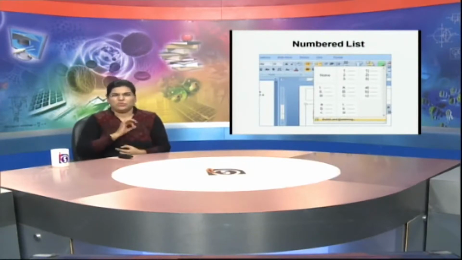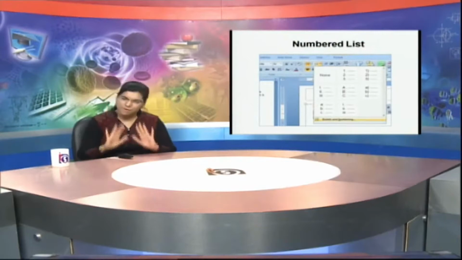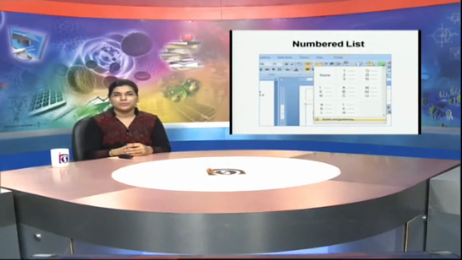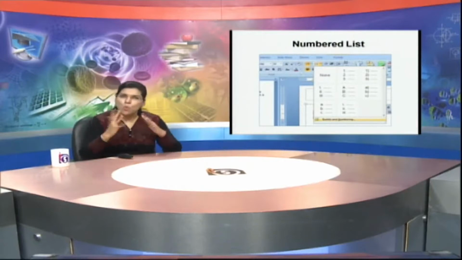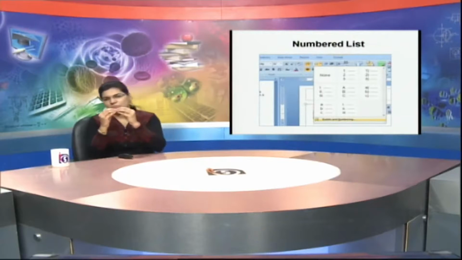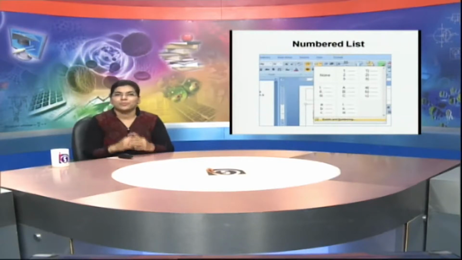Before we did bullets, now here it is numbered list. So as you see in the given slide, numbered list is 1, 2, 3, A, B, C, D, numbers in Roman font. This is known as numbered list. You can number your bullets.